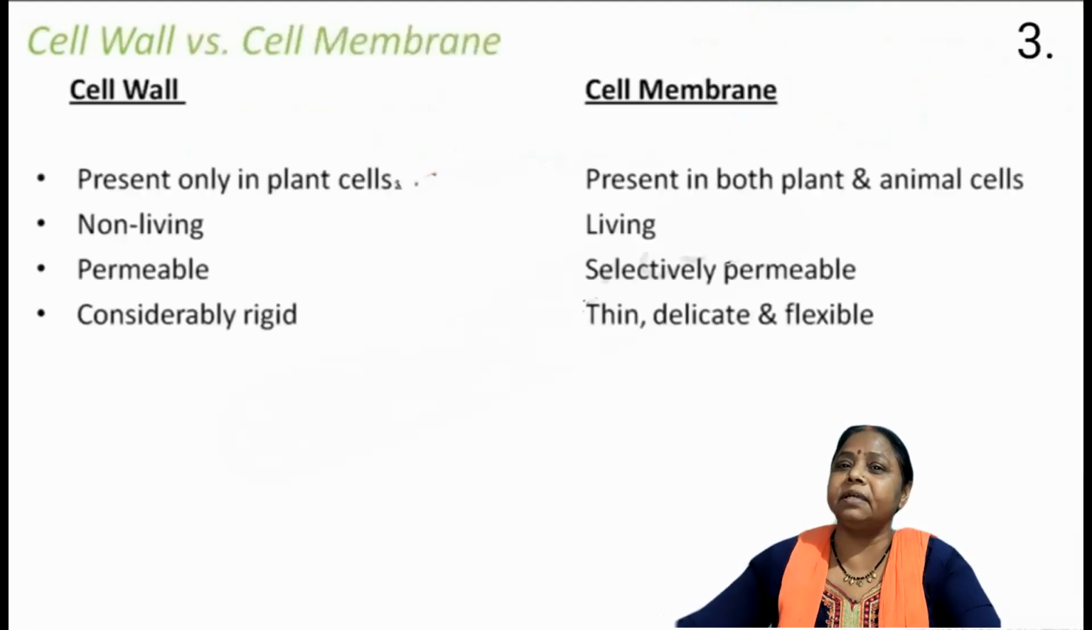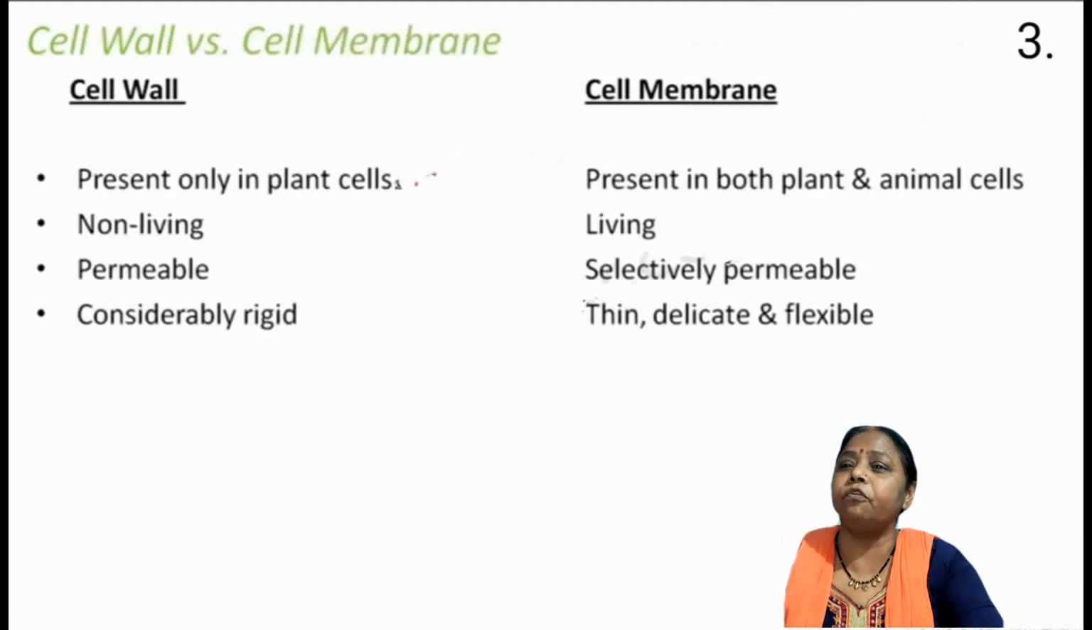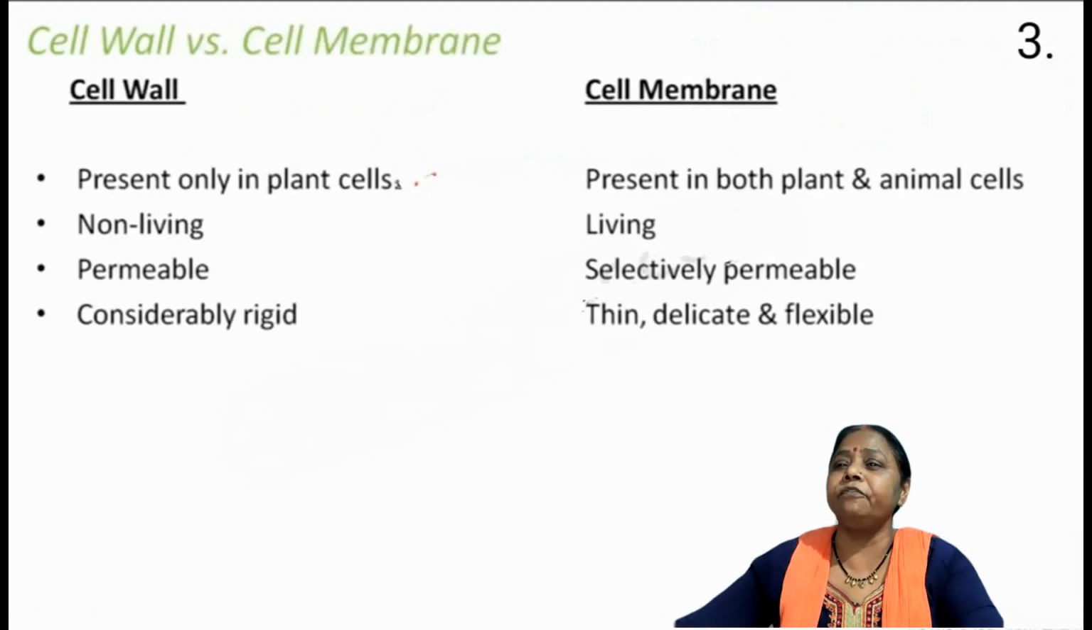And one more topic, that is what is the difference between cell wall and cell membrane? This is very important. Often this question is being asked in your exams. Cell wall or cell membrane में क्या अंतर है? Cell wall is present only in plant cells, whereas cell membrane is found both in plant as well as animal cells. Cell wall is non-living. It is made up of cellulose. Cell membrane is living and it is made up of lipids and proteins.